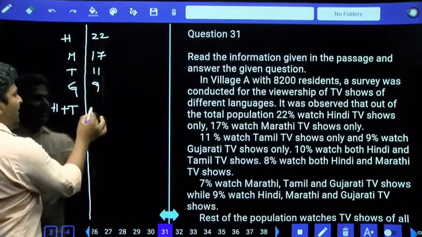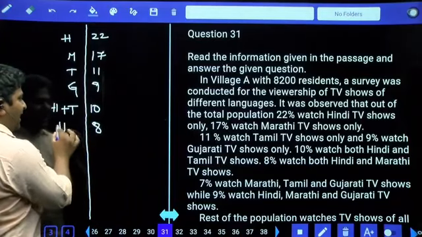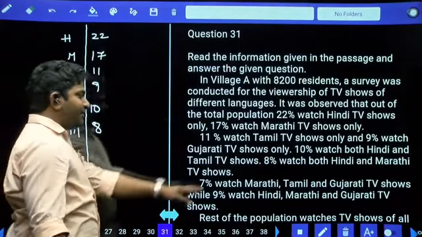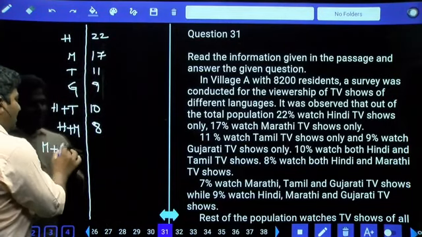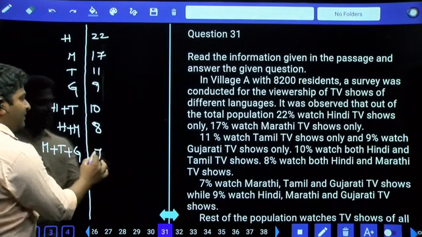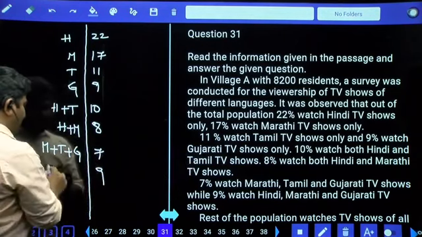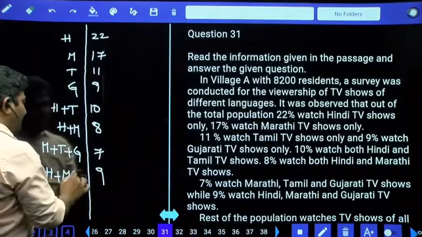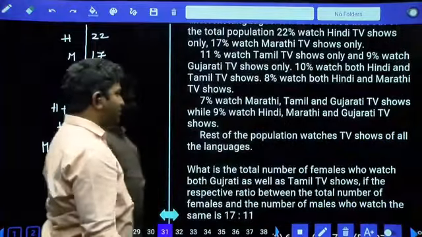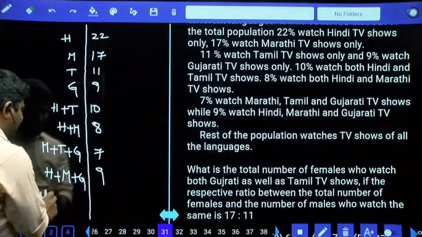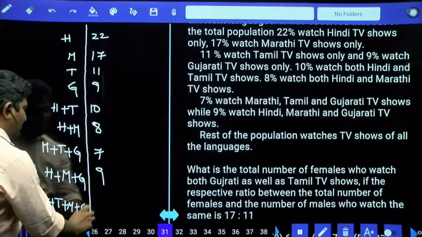Hindi and Tamil, they said 10%. 8% watch Hindi and Marathi. 7% watch Marathi, Tamil, and Gujarati. 9% watch Hindi, Marathi, and Gujarati shows. The rest of the population watch TV shows of all the languages. All the languages in the sense Hindi, Tamil, Marathi, and Gujarati.